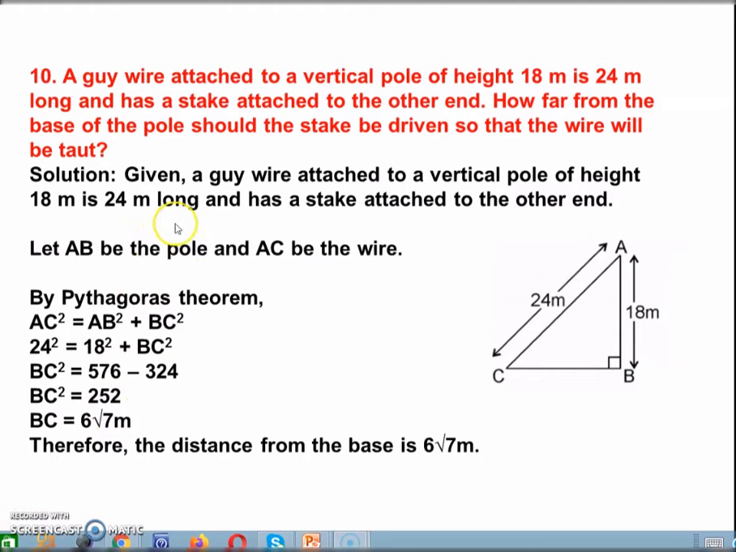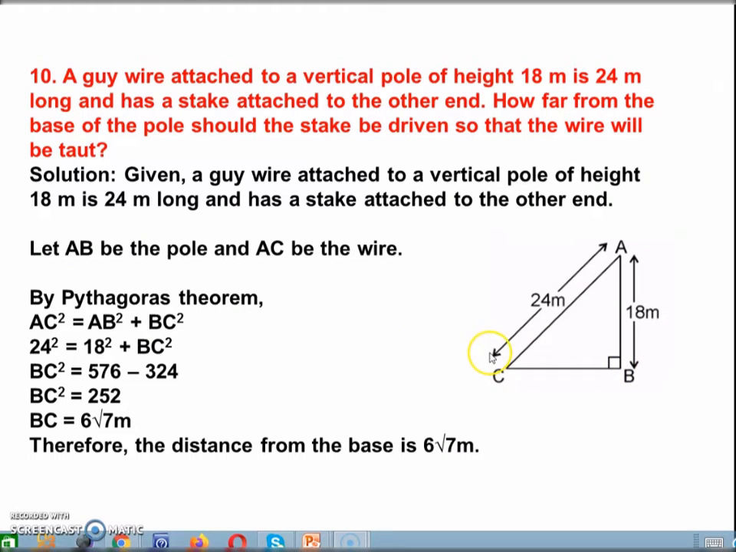Next one is again a similar numerical. A guy wire is attached to a vertical pole of height 18 meter. So this AB is the vertical pole of height 18 meter. This is the wire. AC is the length of the wire, that is 24 meter. And it is attached to one end. How far is it from the base of the pole? So CB is what you have to find out.